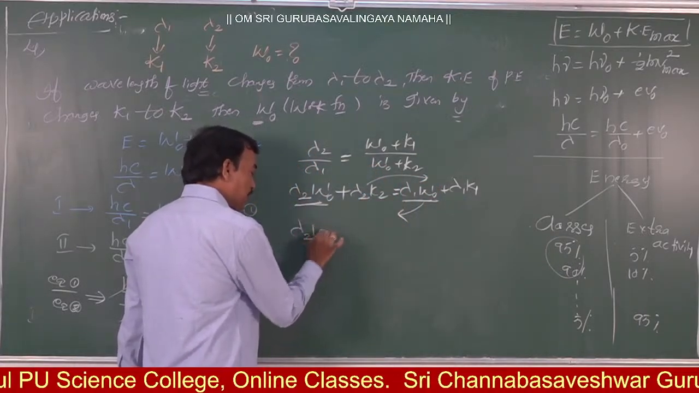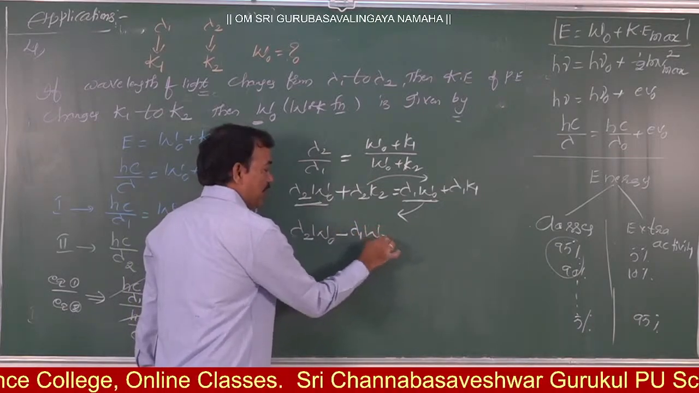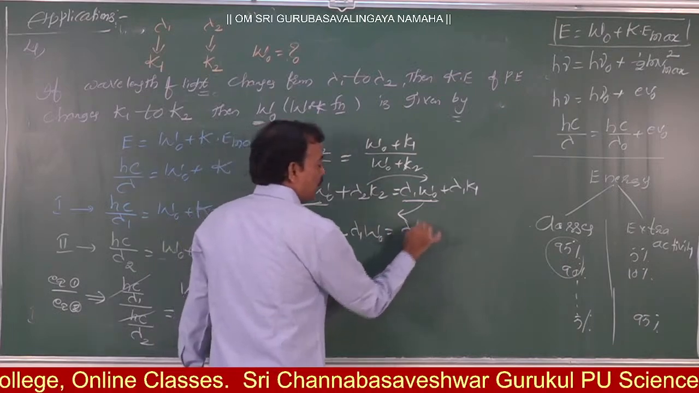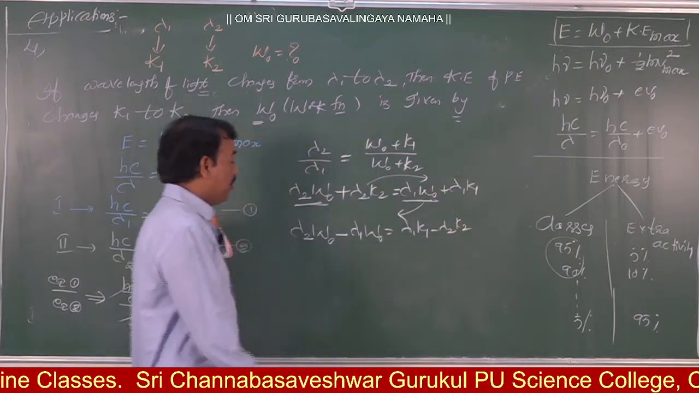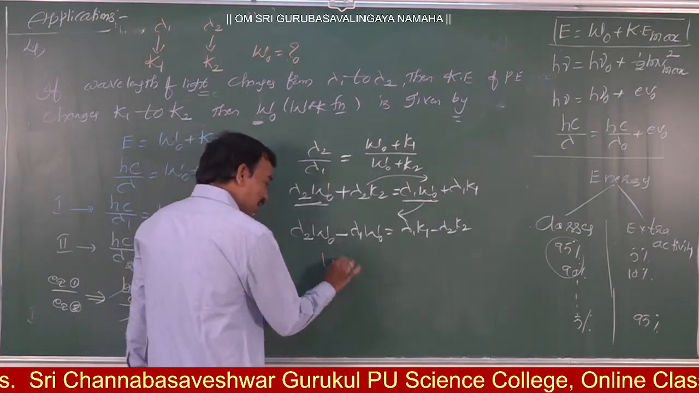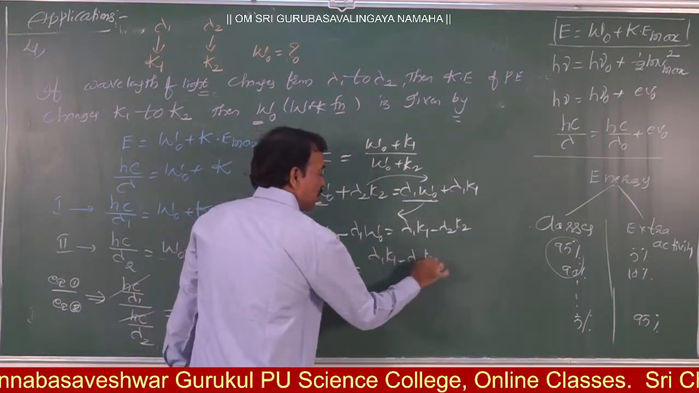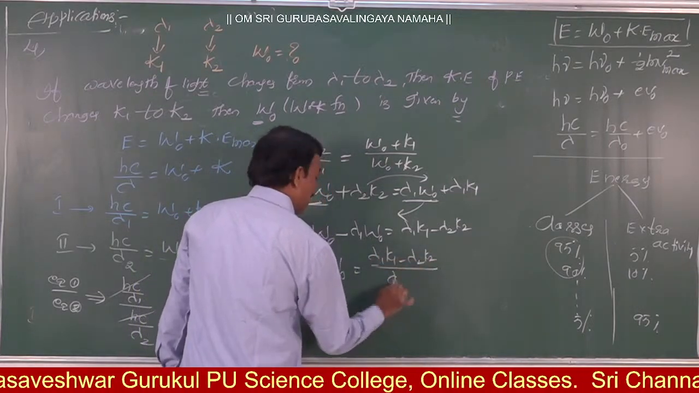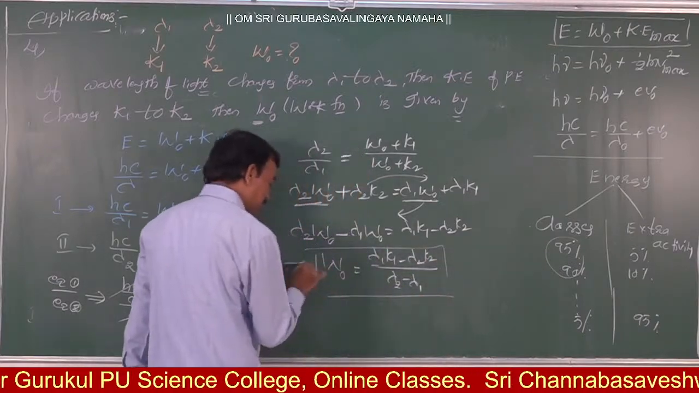So what is that equation here? Lambda 2 W naught minus W naught lambda 1, which is equal to lambda 1 K1 minus lambda 2 K2. In this case W naught is common also here. So directly W naught is equal to lambda 1 K1 minus lambda 2 K2 by lambda 2 minus lambda 1. This is one of the most important equations.